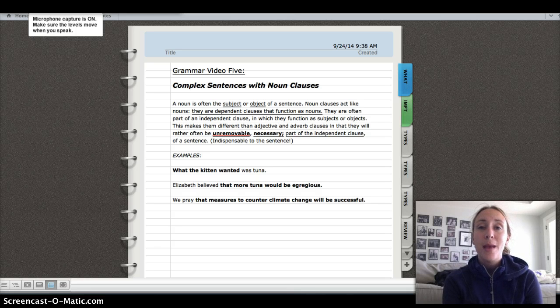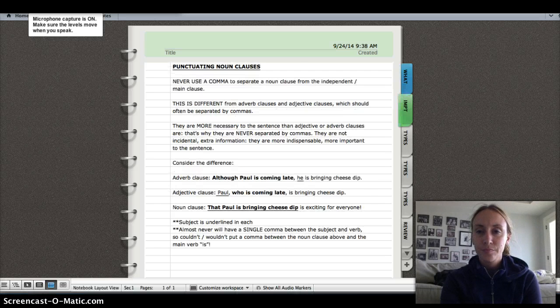This makes them different from adjective and adverb clauses in that they will be unremovable or necessary to the sentence. They will be part of the independent clause. So that makes them a little different. We'll look at more about why in a moment. Examples: what the kitten wanted was tuna. Elizabeth believed that more tuna would be egregious. We pray that measures to counter climate change will be successful. All those bolded phrases are noun clauses.